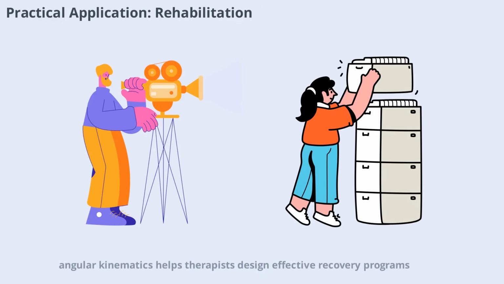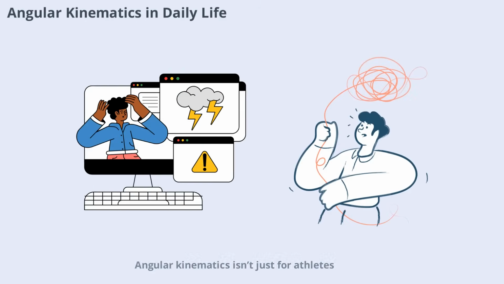Rehabilitation. Angular kinematics helps therapists design effective recovery programs. By tracking joint angles and rotational speeds, therapists can monitor progress and adjust exercises to promote safe, efficient movement. This approach is especially important after injuries or surgeries involving joints, as it ensures that patients regain full range of motion and strength.